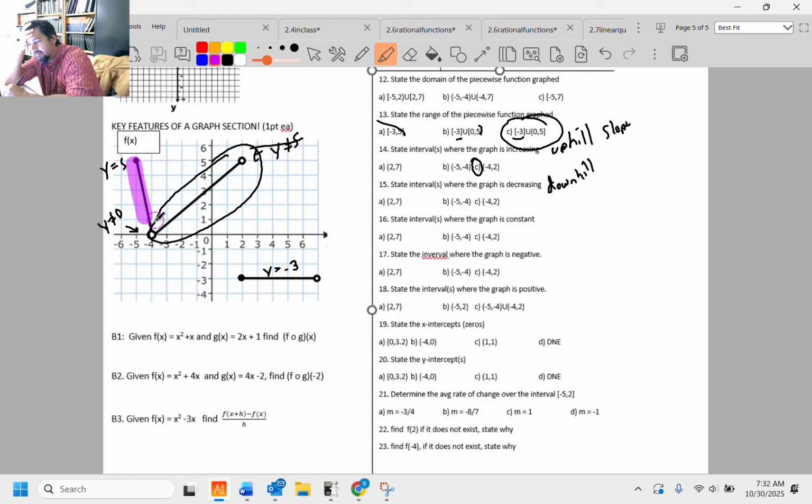Decreasing is a downhill idea. By the way, we read left to right. That's part of it. We read left to right. It starts decreasing when x is -5, and it stops decreasing when x gets close to -4. So it's going to be choice B.